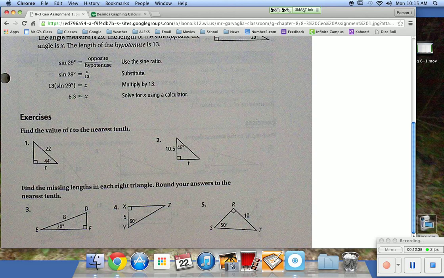Down on the bottom, here's what they're telling me. I need the missing lengths, so I need this one and this one. I've got 20 degrees right here. My x is going to be my opposite, my y is going to be my adjacent, and here's my hypotenuse. We're using sine and cosine on these. Here's 60 degrees. I want to find my hypotenuse, I'm going to call it z, and I want to find my opposite. Here's my adjacent, and this is opposite.